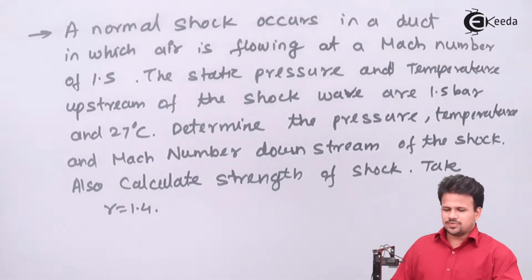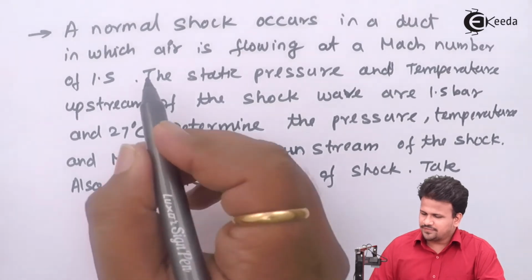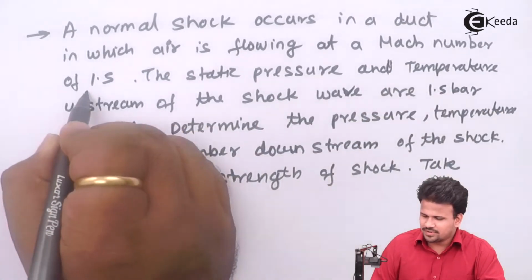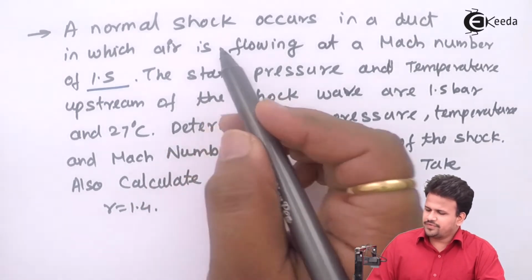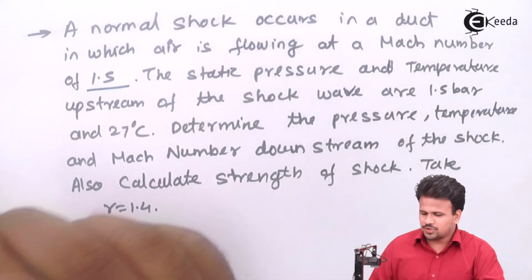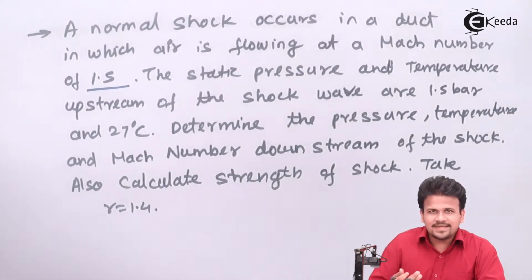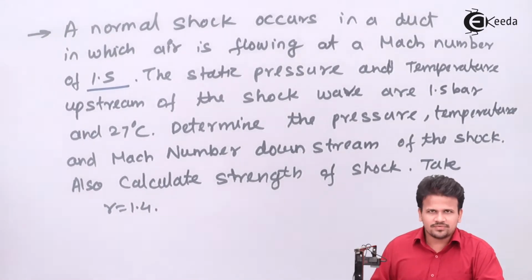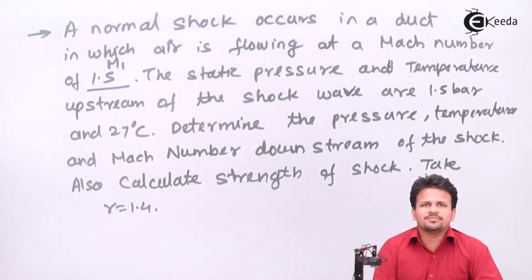So we have a problem over here. It states that a normal shock occurs in a duct in which the air is flowing with a Mach number of 1.5. So over here there is a duct in which the air is flowing with Mach number 1.5. That means the fluid flowing inside the duct has a Mach number 1.5. So here we have M1 equals 1.5.